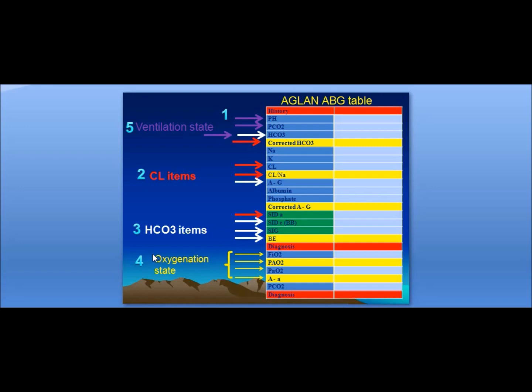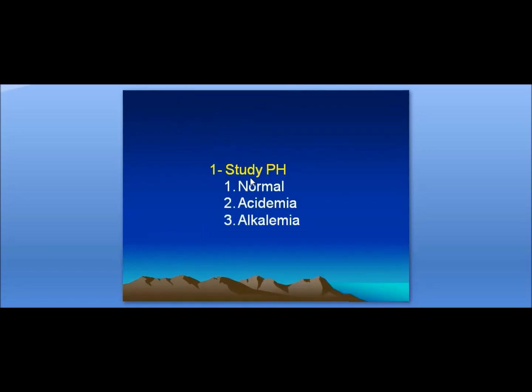Number 4, oxygenation state of the lung: FiO2, PaO2, arterial oxygen, and alveolar arterial gradient. Number 5, ventilation state: the PaCO2 and its relation to the pH and bicarbonate. To study the pH, for sure, see whether it is normal, acidemia, or alkalemia.